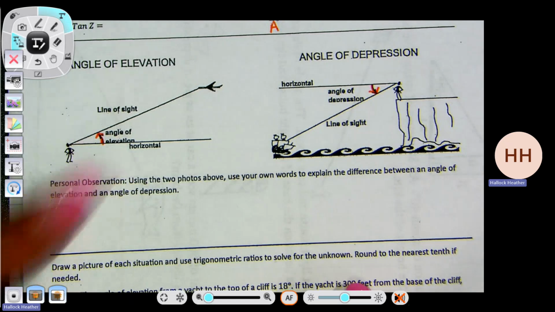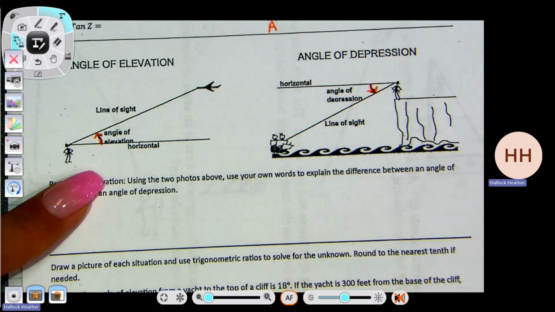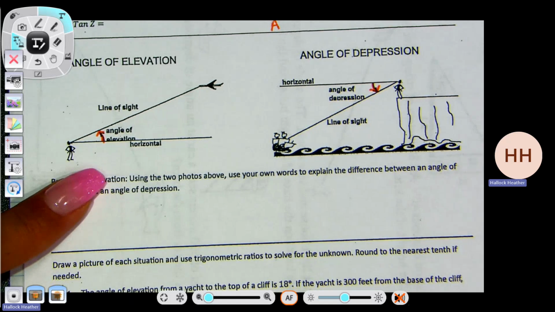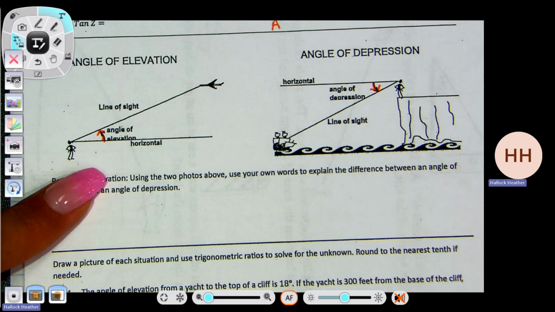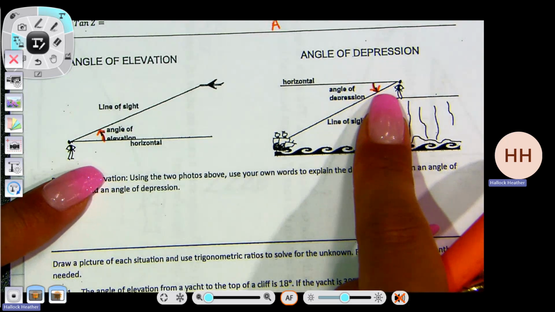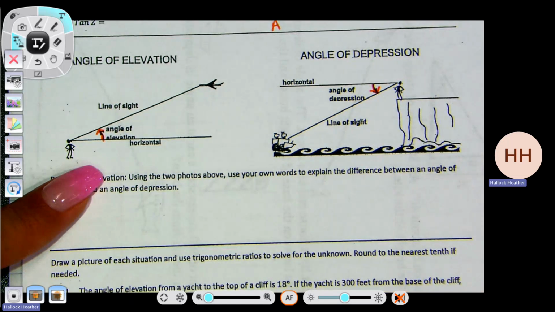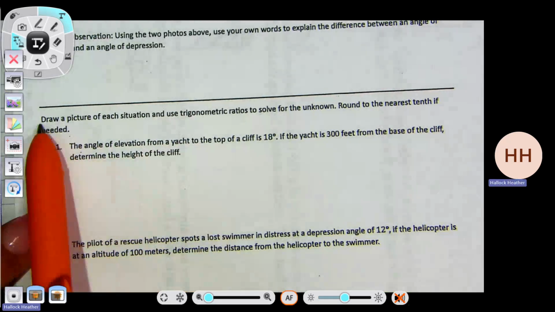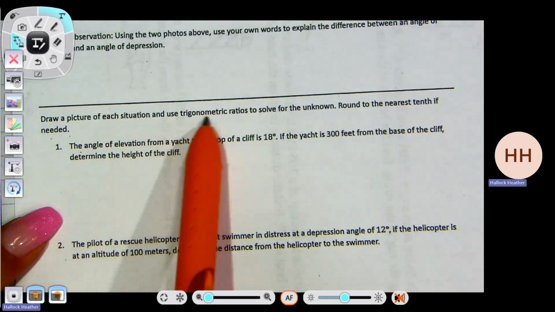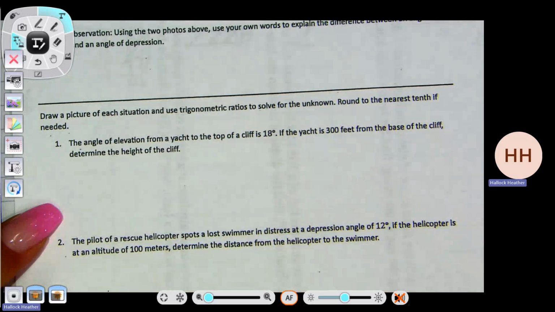Okay. So what's the difference? Can anybody explain what an angle of elevation is doing? It's going up. Okay. So you have a line of sight. That's you looking straight, and then you go outside and you see a pretty bird, so you look up at the sky. That's an elevation. It's going up. Depression is like all of us right now because we have word problems. This is when you're up high and you're looking straight, and then you look down at something like the dirt on the ground. So depression's going down. So what we're going to do is draw a picture for each situation, using trigonometric ratios to solve for the unknown. We're going to round to the nearest tenth if needed, which is 1 decimal place.